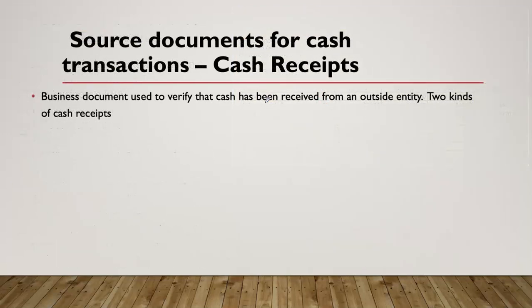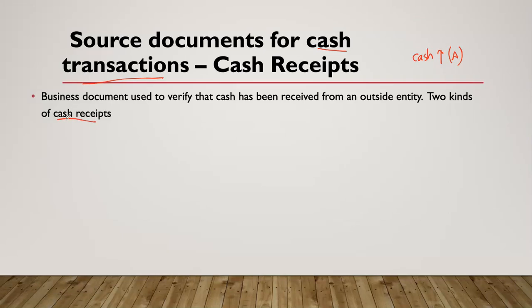So what are the source documents you're going to see? We're going to now focus on source documents for cash transactions. Now, if we have a cash receipt, that means our cash is going up. So our asset cash is going to go up. And we know this if we see a document called a cash receipt.